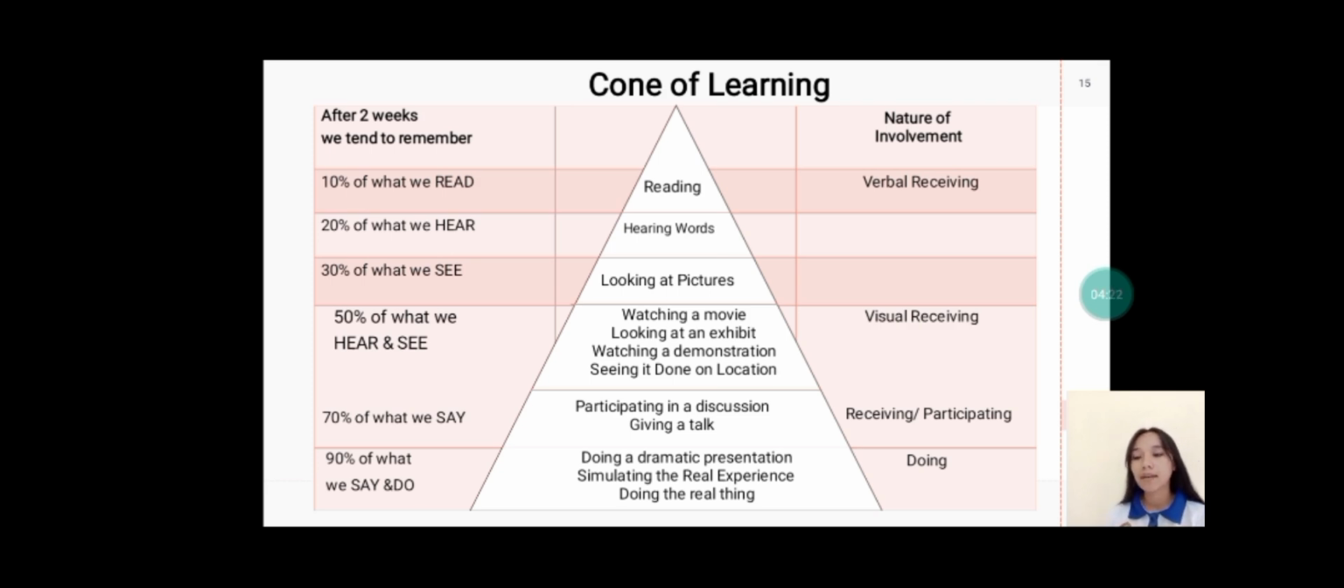participating. In the third level, students are passive observers, where they do activities such as watching movies, viewing exhibits, and watching demonstrations. So they only see and hear. While these activities can be informative, the lack of active engagement leads to a lower level of retention, and that is 50%.